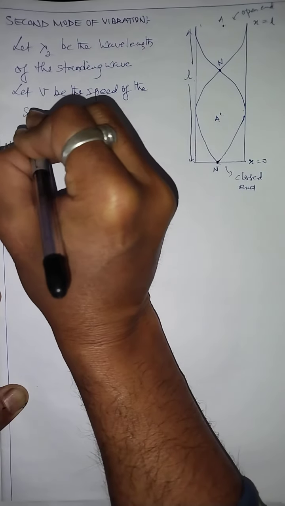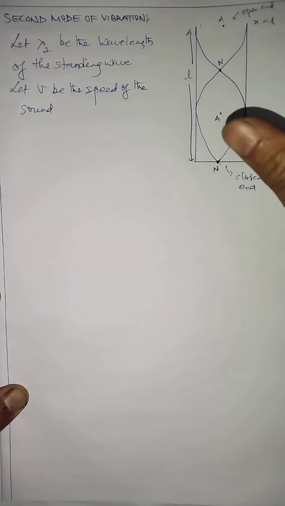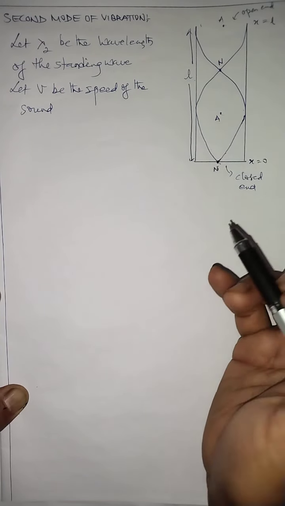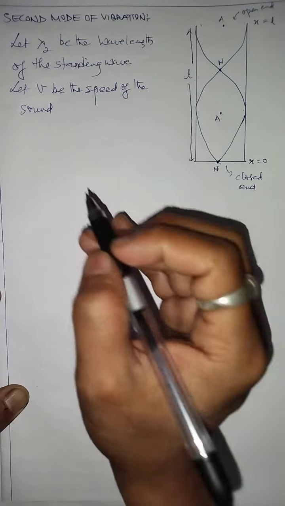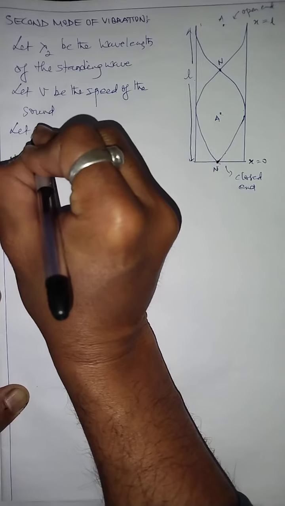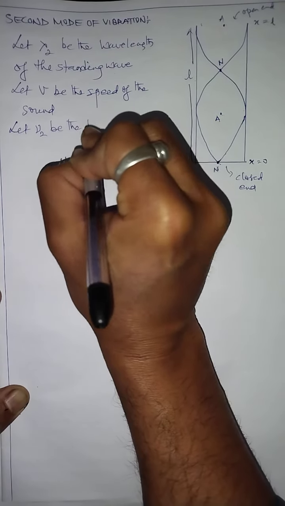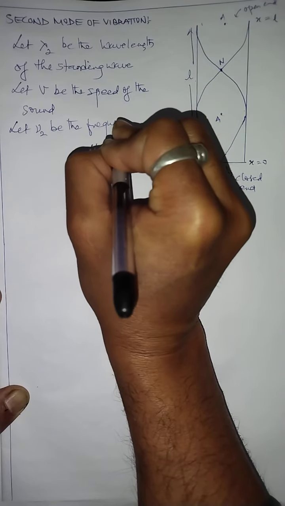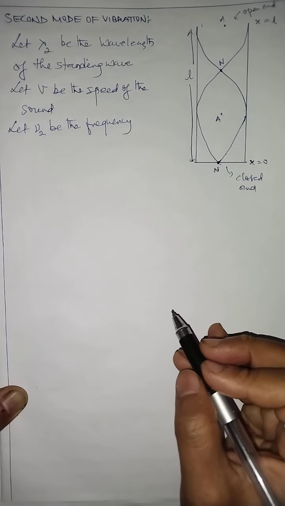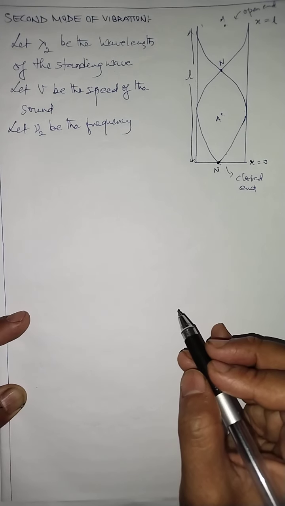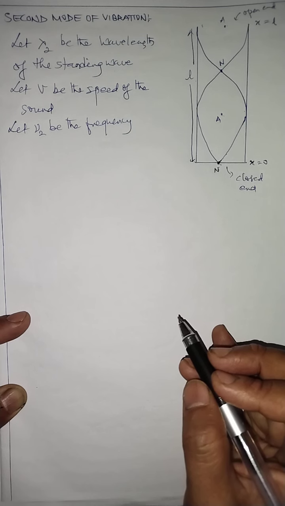Why is the speed of sound the same? Because the air column is the same, the same medium, so the speed will be the same. But what will change? The frequency and the wavelength are changing. So I write that frequency as nu 2. So nu 2 is the frequency. This frequency can also be found when we measure the what? Wavelength.